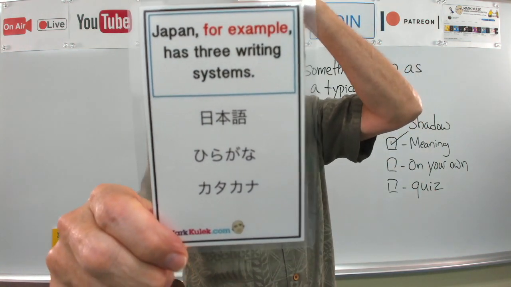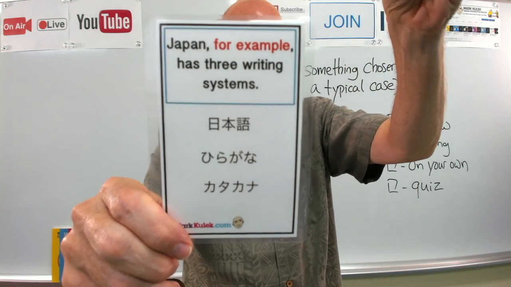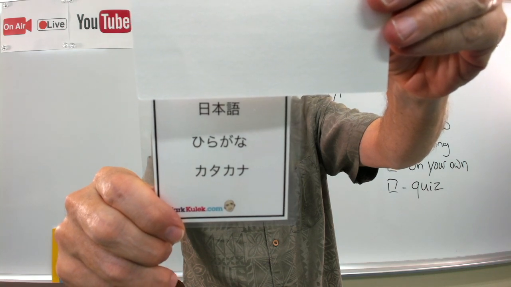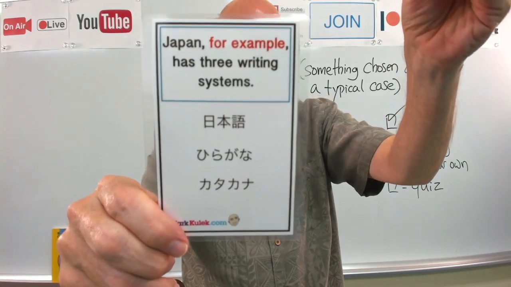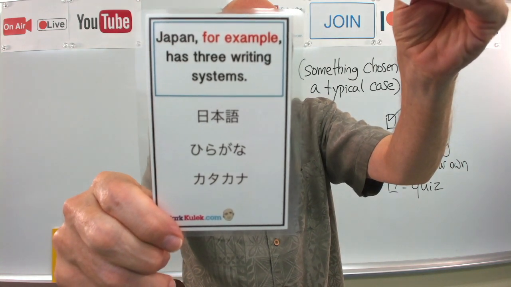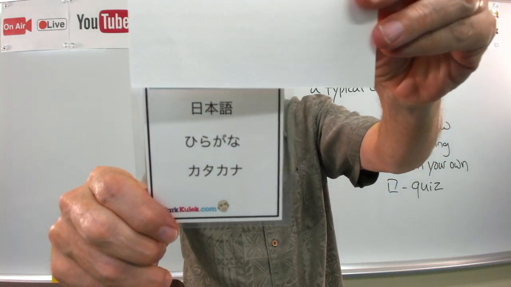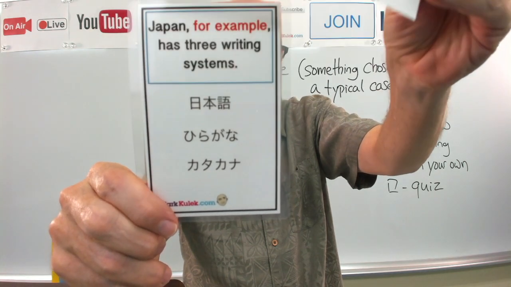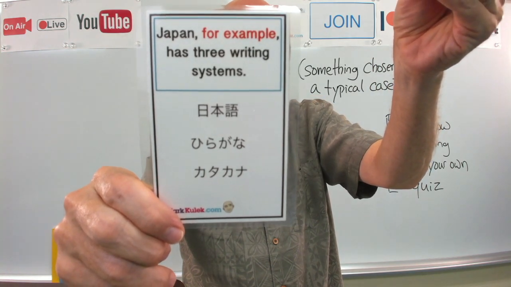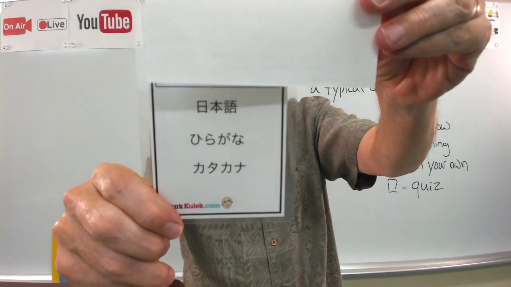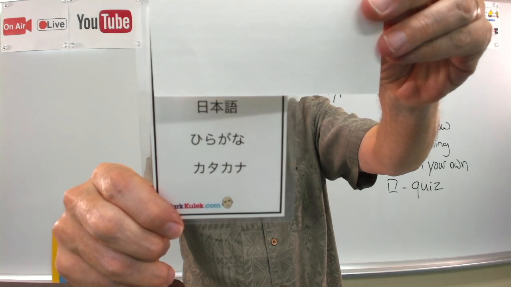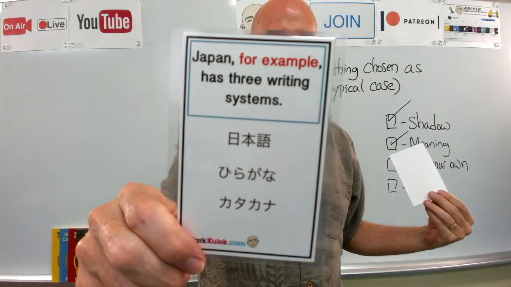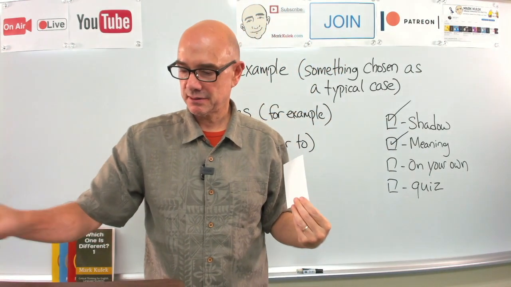Japan, for example, has 3 writing systems. Japan, for example, has 3 writing systems.